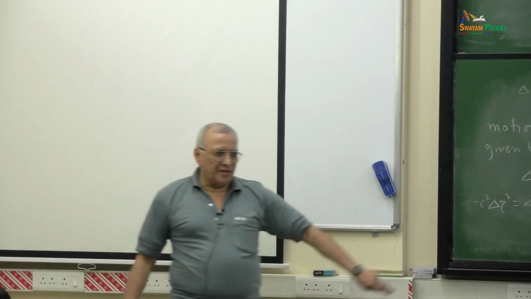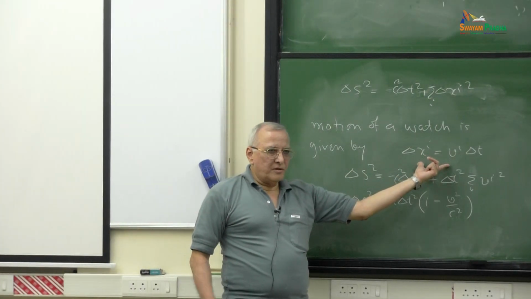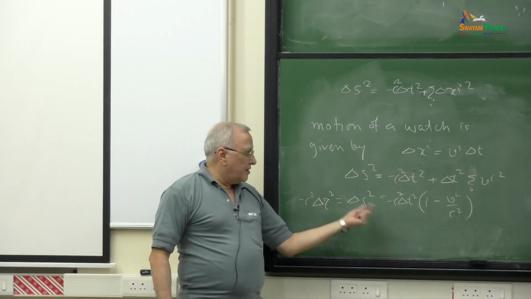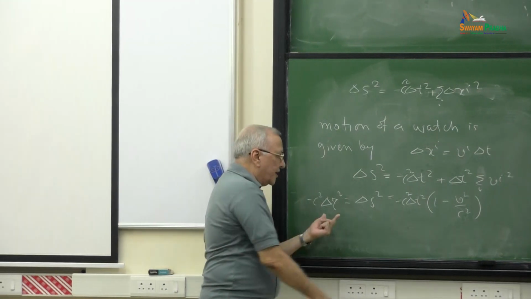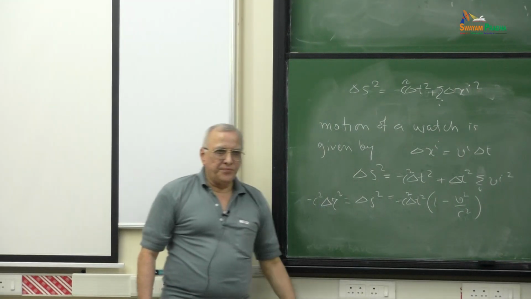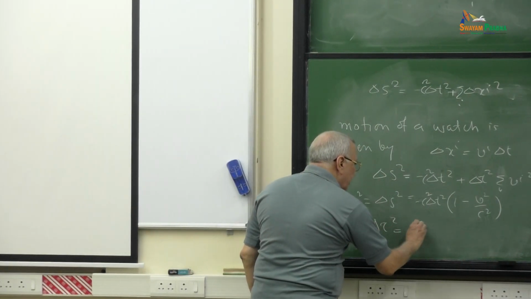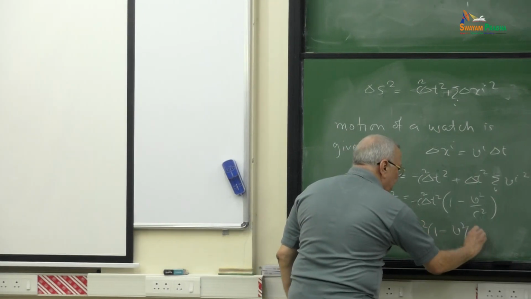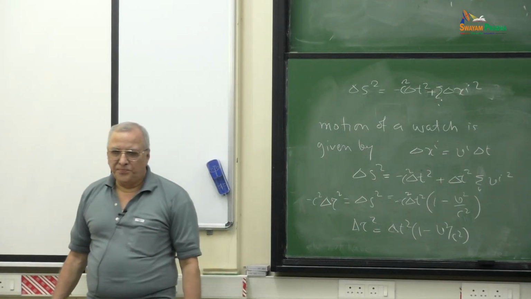Is it fine? This is just algebraic change. I have calculated this interval for a clock which is moving. I find out what the interval is, and I just call that interval minus c square delta tau square. So this c square cancelled and delta tau square is equal to this one. So this tells me that delta tau square is delta t square times 1 minus v square over c square. This is just a convenience for getting rid of the sign.